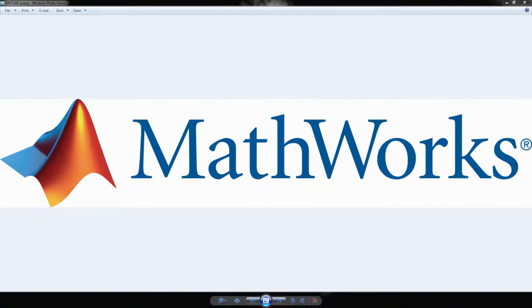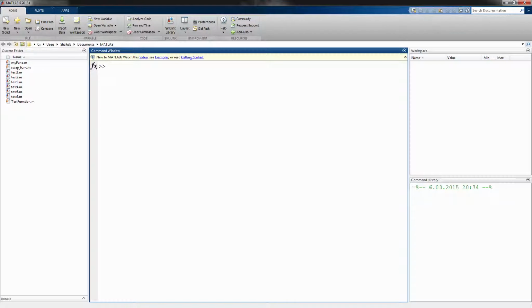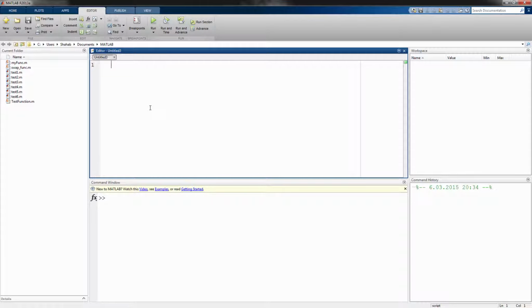Good day, class. Today, as I promised, we will talk about polynomial functions, because polynomials play a very important role in many applications of mathematics in real life. Let's open our MATLAB and see how we define a polynomial. In MATLAB, when we are talking about polynomials, we are basically talking about the coefficients of a polynomial.